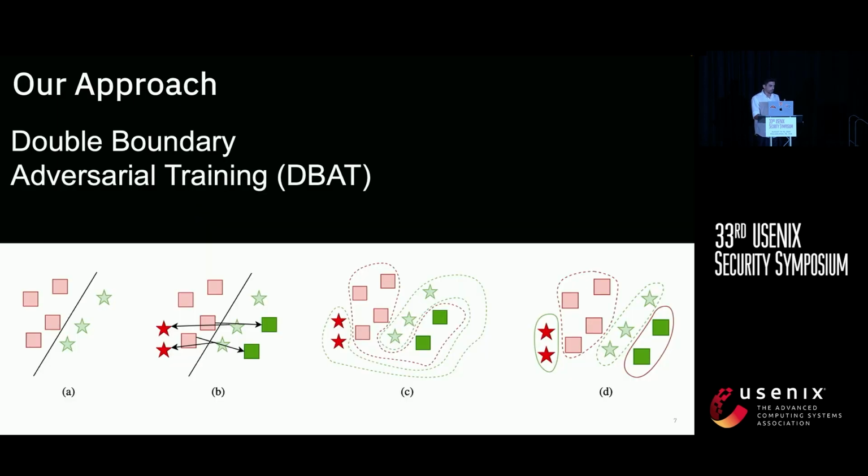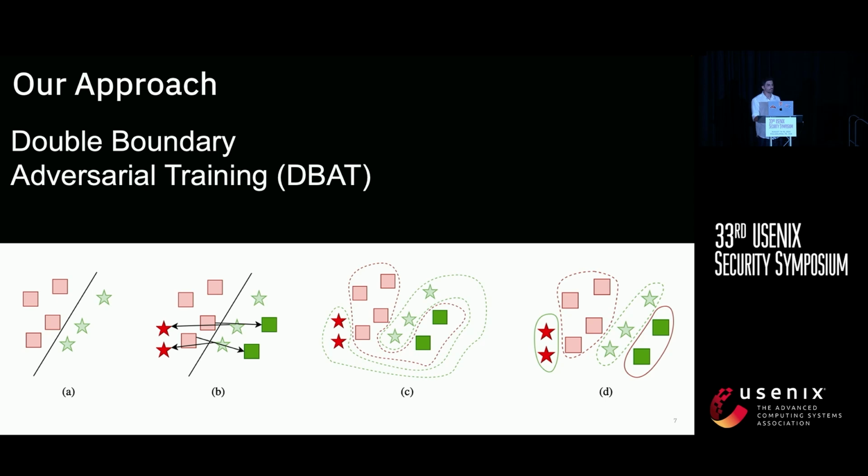So our method is called DBAT, double boundary adversarial training. We have a very high-level illustration. In figure A, you can think of a linear separator with two classes, the stars and the squares. Then in figure B, you have a very basic adversarial attack that swaps a few of the examples to the other side and basically changes the label. Figure C is what standard adversarial training will do. It will try to learn a shared boundary for the two classes.